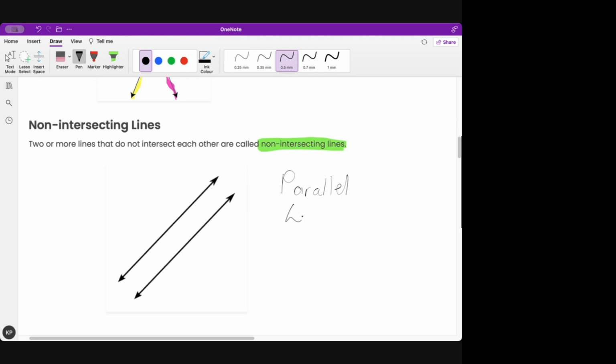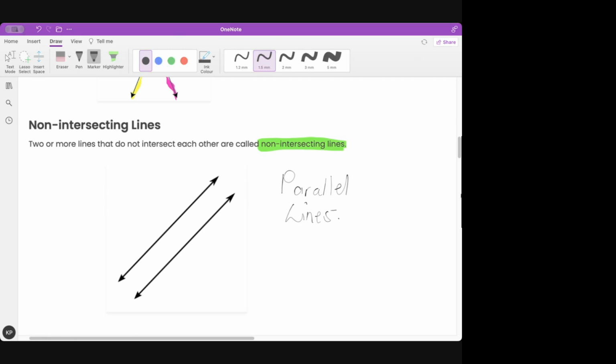Parallel lines. Okay, so if lines intersect, they cannot be parallel. If lines are parallel, they cannot intersect. And what do we use to indicate parallel lines? Does anybody know? How do we show that these lines are parallel?